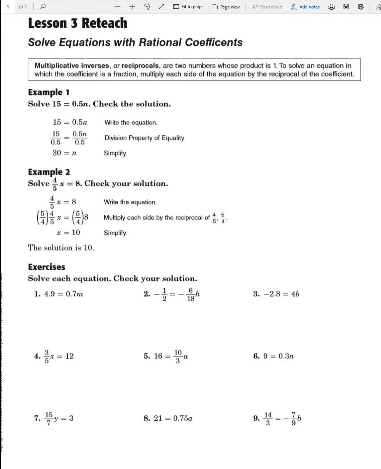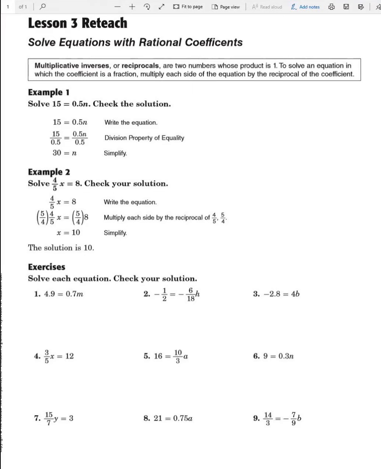Solve 15 equals 0.5n. Check the solution. In this equation, it is showing multiplication. Remember, whenever there is a number next to a variable, it means multiplication. Since this is showing 0.5 times n, we need to do the inverse or the opposite. The opposite of multiply is divide. Divide both sides by 0.5.